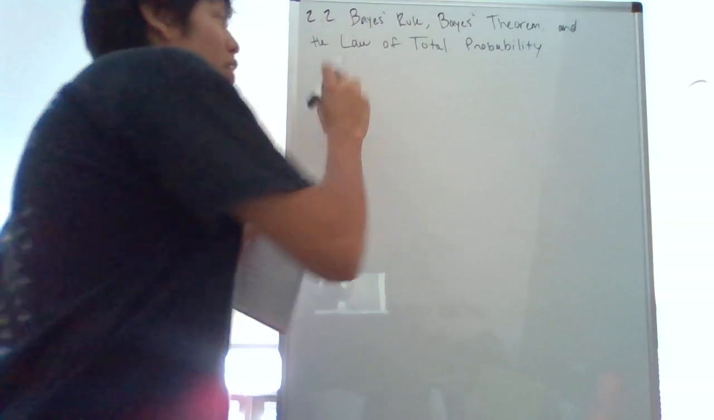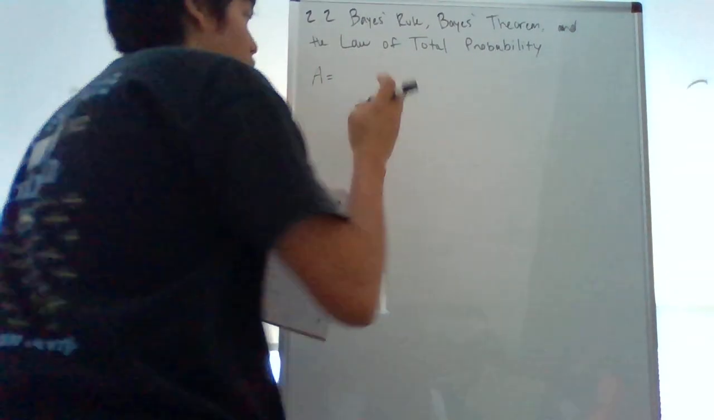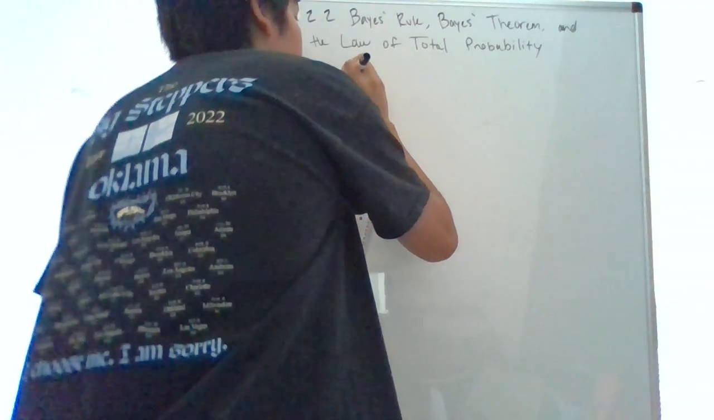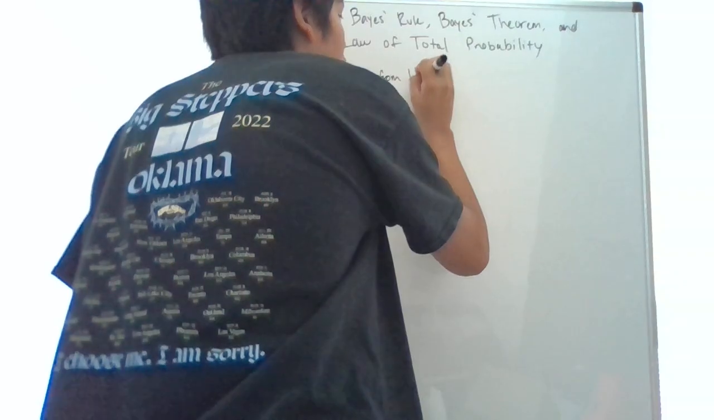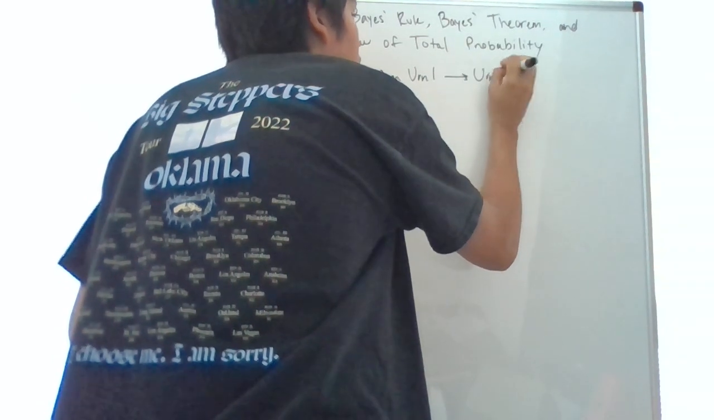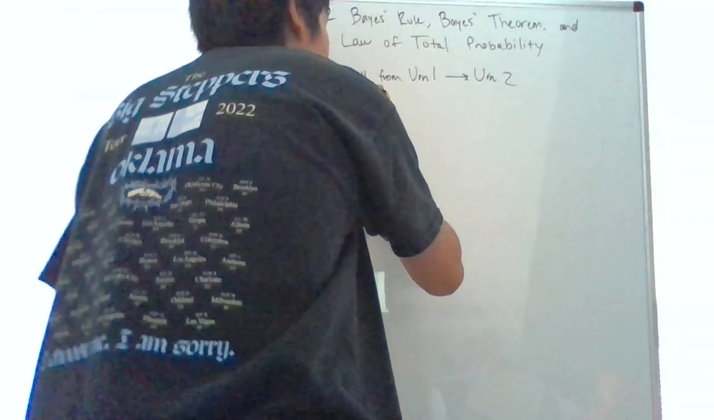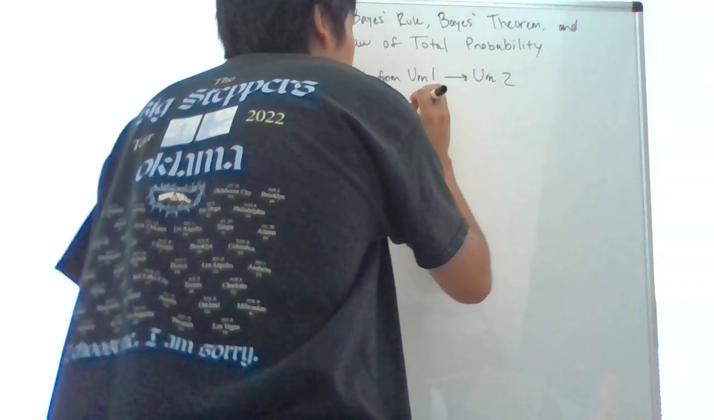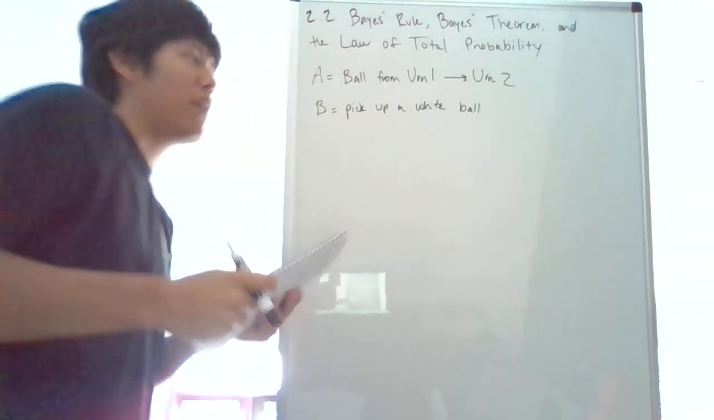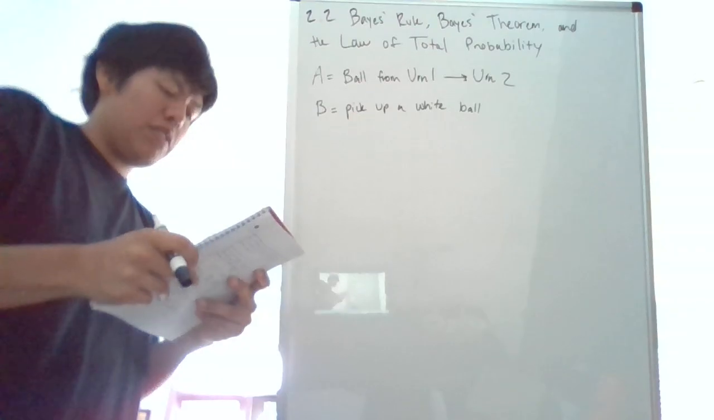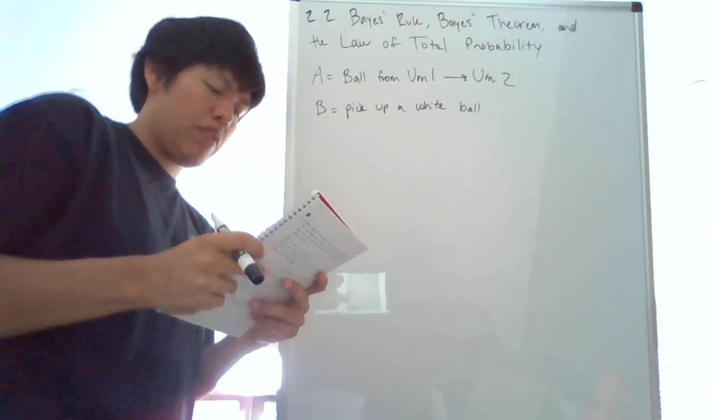Okay, so I'll write that up here. So event A is the event of the ball going from urn 1 to urn 2. And then event B is we picked up a ball that was white.